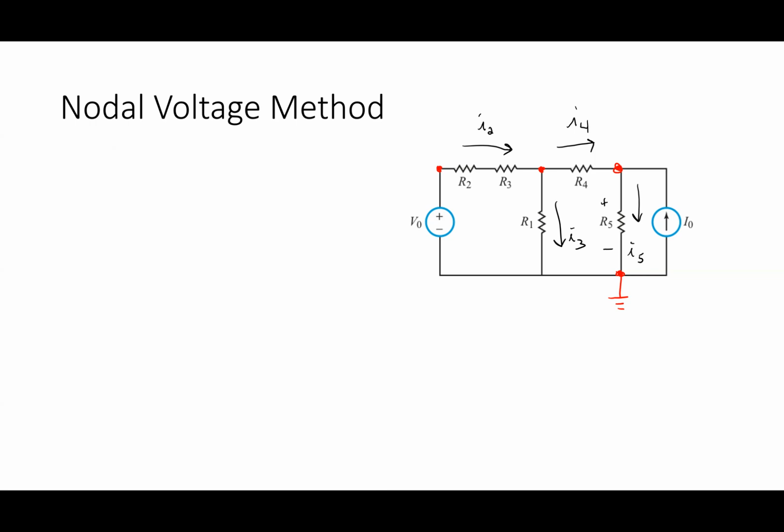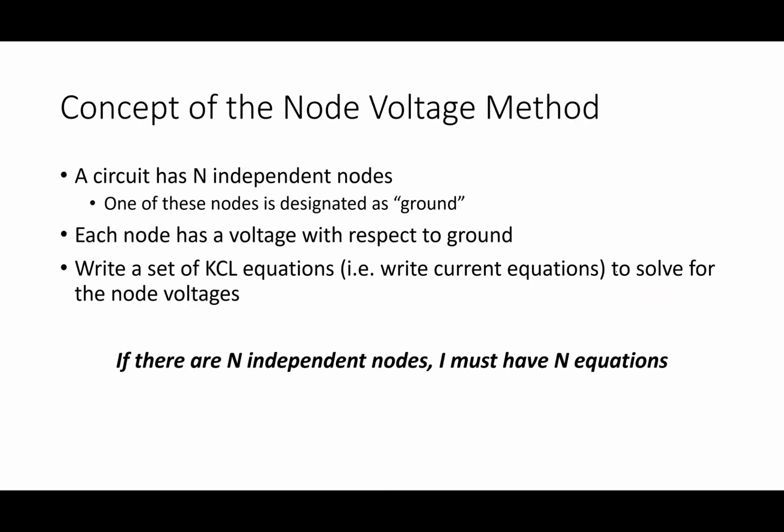All right, what I do here is I define for myself all the branch currents, the currents in each individual branch there. All right, so I defined I2, I4, I3, and I5. Why I didn't start with I1, I don't know, but I've got I2, I3, I4, and I5. All right, now in the node voltage method, the way we think about this is each circuit has n independent nodes, and we designate one of those nodes as the ground. And again, we use the term ground because most circuits, there truly is a connection to earth ground.